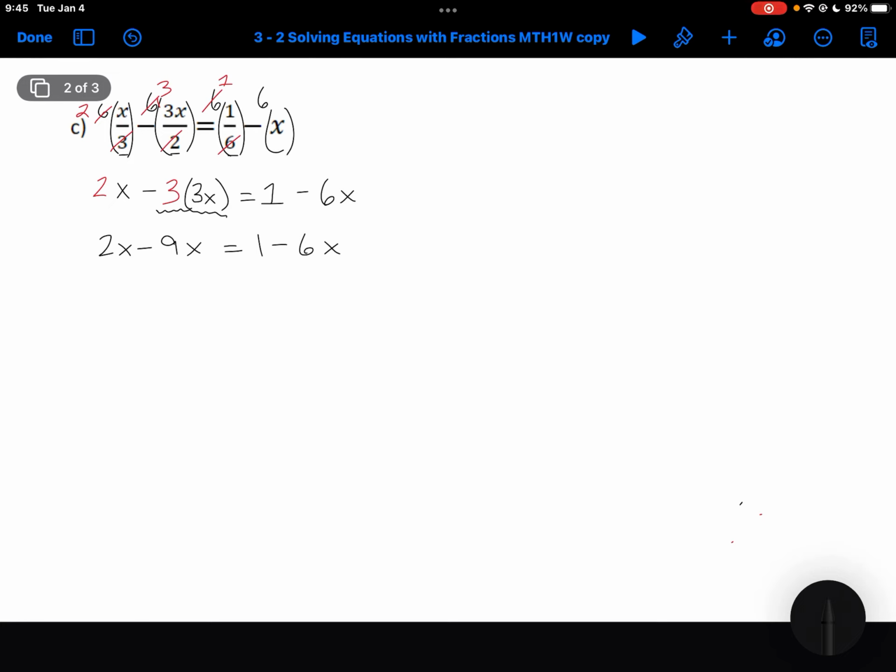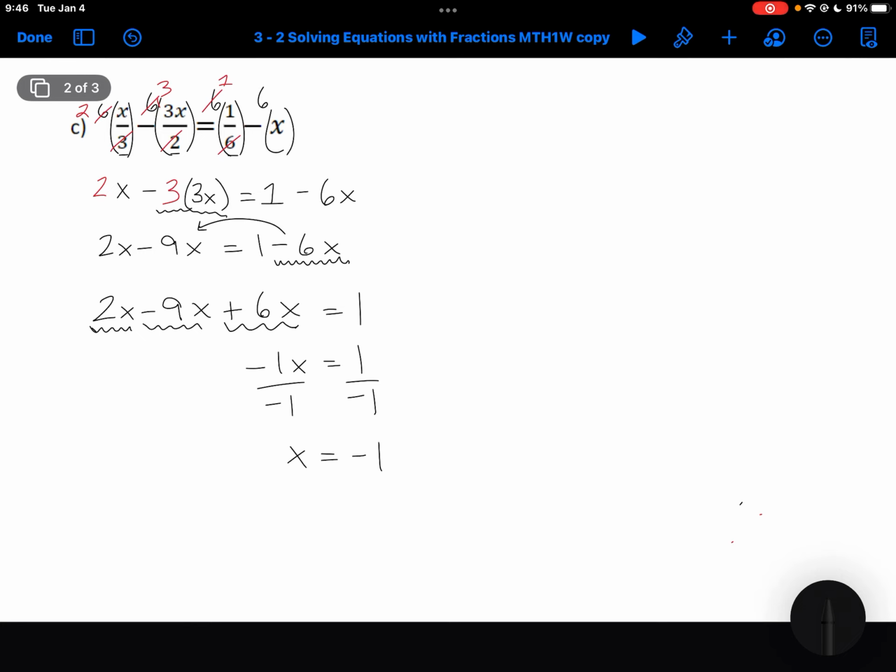Now I want to move all my x terms over to one side. So I'm going to take my minus 6 and move it over the equal sign by changing the sign. So now I get 2x minus 9x plus 6x. It changes signs when you move it over the equal sign. Now I can collect all these like terms on my left-hand side. So 2x take away 9x is minus 7x, plus 6x is minus 1x equals 1. And then I'm going to divide both sides by minus 1, which gives me my final answer of x equals minus 1.